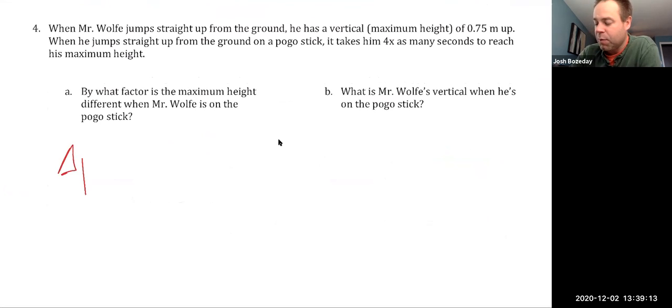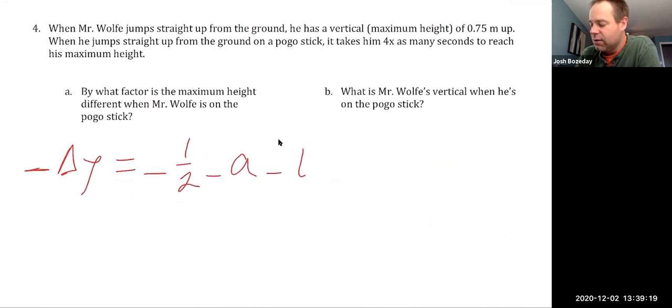Remember, this is proportional reasoning, so we want to put our placeholders there. Equals 1/2 a t squared. Don't let me forget about that squared. It's super important this time, Sydney. So we put our placeholders in here. What we know is this: by what factor is the height different? Height is the y, so this is our question mark. We want to know by what factor that changes.